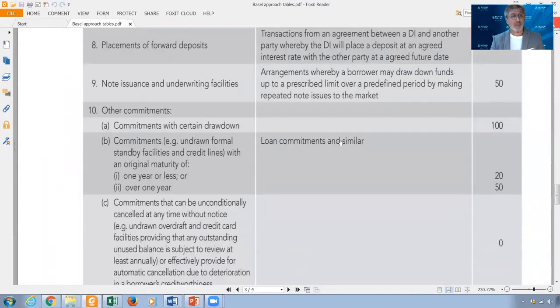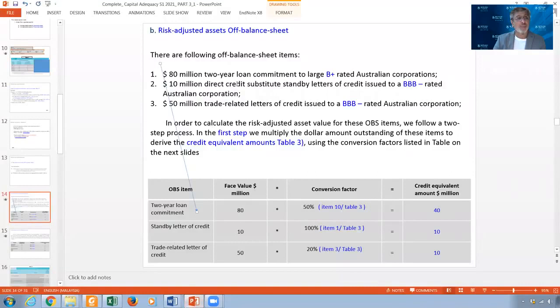And commitments, it's long commitments. And we have 1 year or less, we have over 1 year. And this is for the standby letter, what we call standby facilities. So if it is over 1 year, we will use 50%, less than 1 year, 20%. What about ours? Ours is actually 2 years. So for sure, I take the 50%.